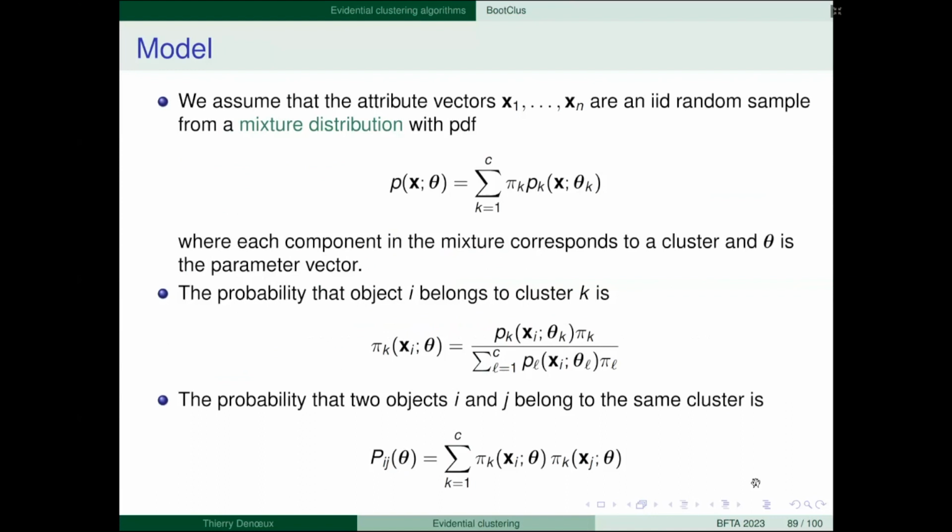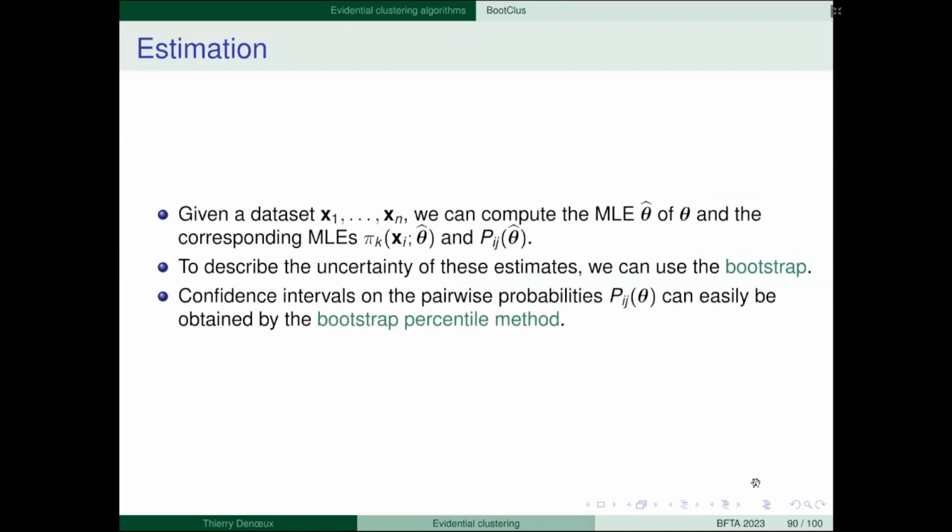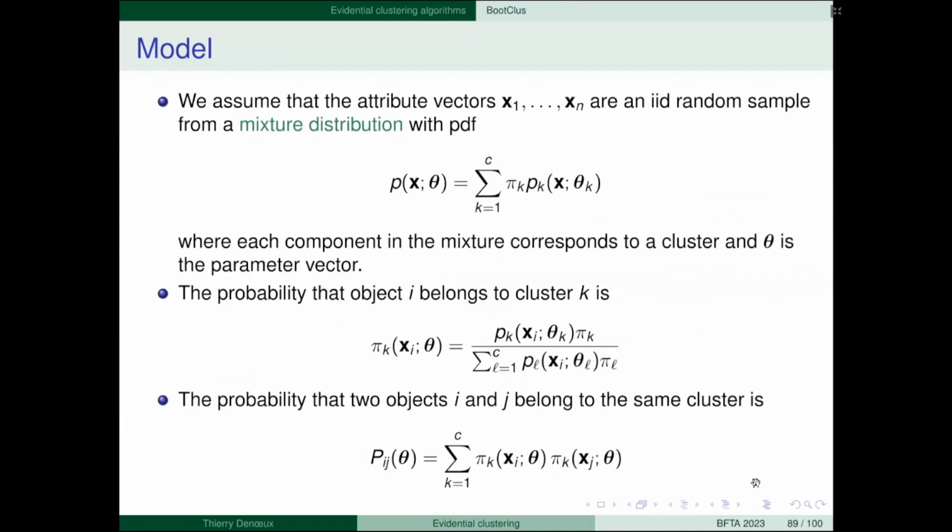Pi k is the proportion of cluster k in the data. We can compute the probability that any two objects i and j belong to the same cluster by this formula. This is an elementary formula of probability. So we can compute the probability that any two objects belong to the same cluster. Given a data set, we can estimate the parameters of the mixture and the corresponding maximum likelihood estimates for this pairwise probability. So we can estimate this.